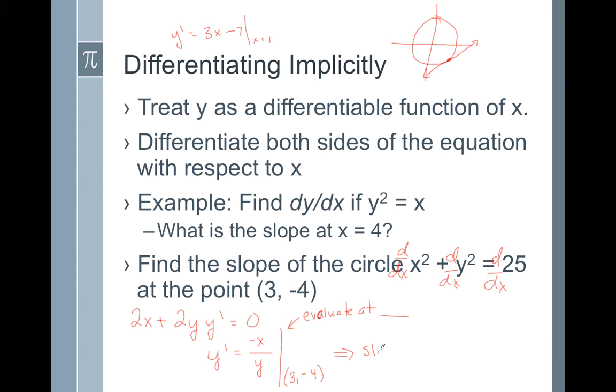This tells me my slope is, okay, plugging in 3 for x and negative 4 for y, I get 3 over 4. So the slope of the tangent line to the circle at 3, negative 4 is 3/4. And that makes sense. It's a positive slope down here in quadrant 4. All right. So this big thing that we're really trying to get at is this big concept right here. Using the chain rule with a y value, not an x value. And it requires using that y prime. So it's all about chain rule and using y prime.